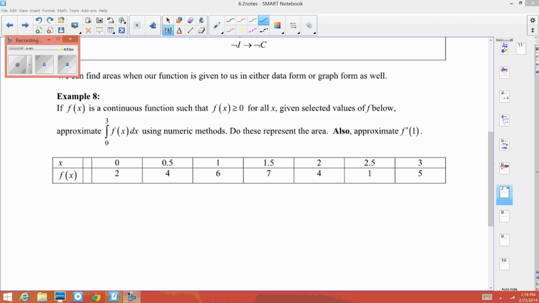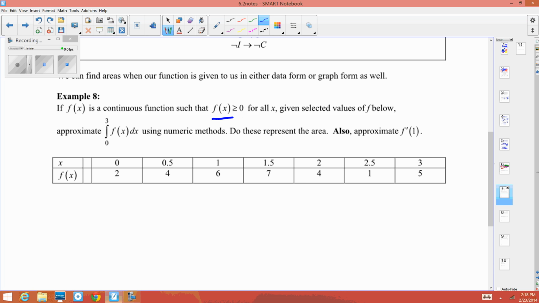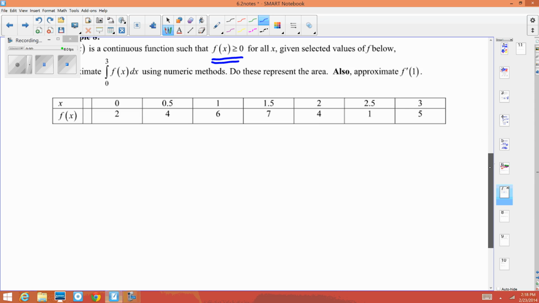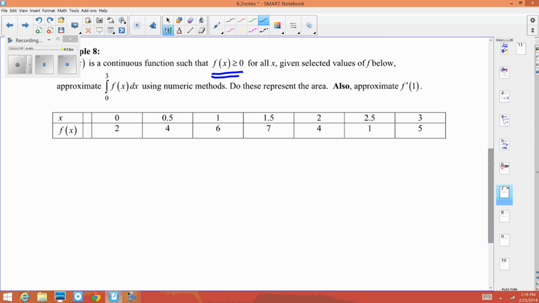All right, beginning with example 8. One important fact about this word problem is that our function is always positive or 0, so it's at least non-negative. That can tell us a good relationship between the integral and the area. We're going to approximate this using numeric methods.